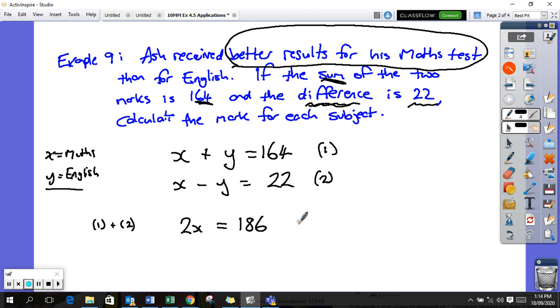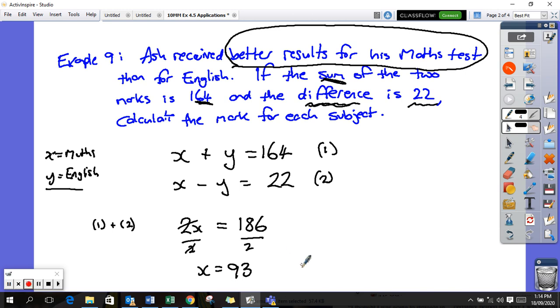Okay, so we don't even need to really rename that equation because we've eliminated there. We're not going to use it again, so we don't need to name that one. We're just going to divide by 2 to get the x on its own. Divide by 2, so x equals 93. Half of 186 is 93. Okay, so that's the maths score.